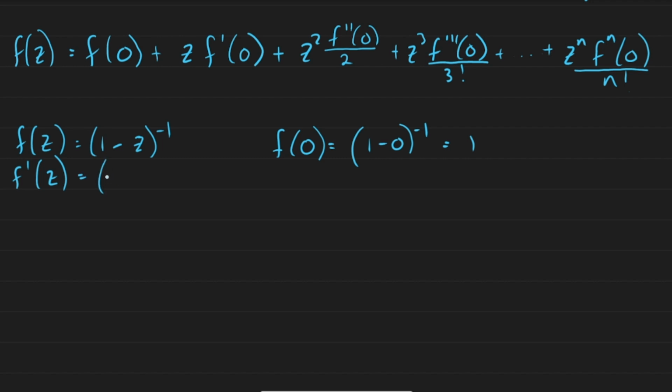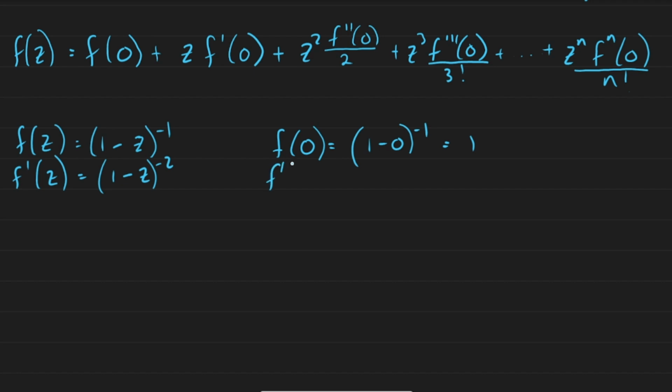And this is 1 minus z to the power minus 2. Minus 1 will come to the front, and we subtract 1, so minus 1 becomes minus 2. And then we take the derivative of the inside function, so we're actually using the chain rule here. In the front there's minus 1, and the derivative of the inside is minus 1 as well. So minus 1 of the inside times minus 1 of the outside gives us just a 1 in front. So it's the same thing here. That's how we get this 1 in front.